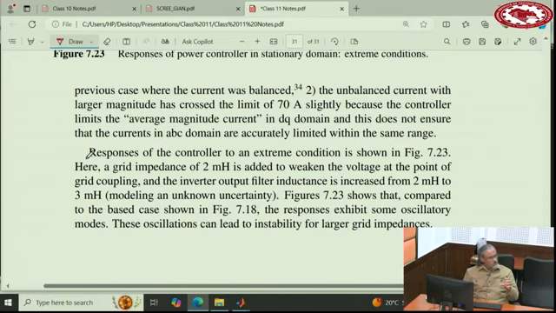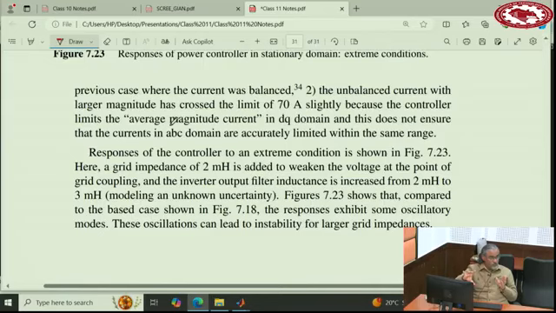For the inductances that you have, let's say the inductance you assume is 2 millihenry. Now push it to 3 millihenry in your simulation. Don't change the design, but just increase the inductor. Or there is an inductor connecting the terminals of the converter to the actual grid. We call it grid impedance.